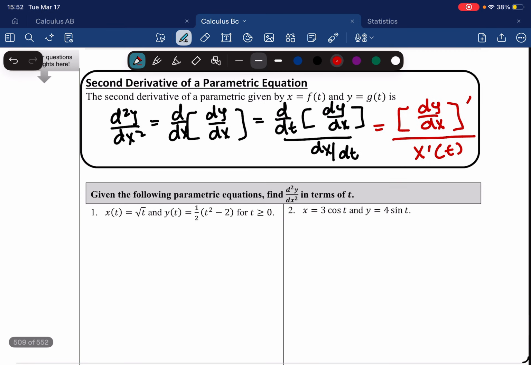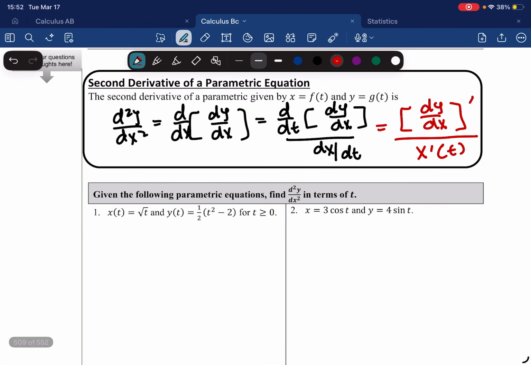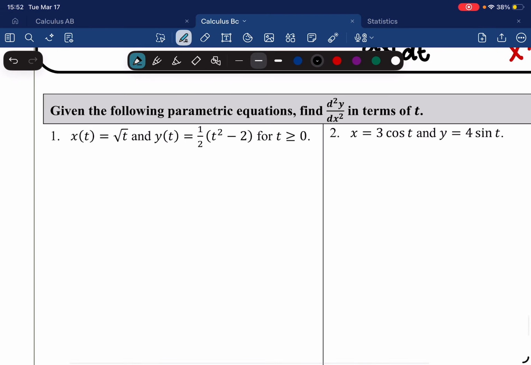So that's what we're going to do, which means in order to find the second derivative, we're going to have to find the first derivative before we continue. Number 1 gives us x of t and y of t. So first we find dy/dx, which means we do the derivative of y first. If I distribute this 1/2, I would have 1/2 t squared, so the derivative of that would be t, divided by the derivative of the square root of t, which is the same as t to the 1/2 power. So this would be 1/2 t to the 1/2. Oh, sorry, negative 1/2. Can't forget the negative.